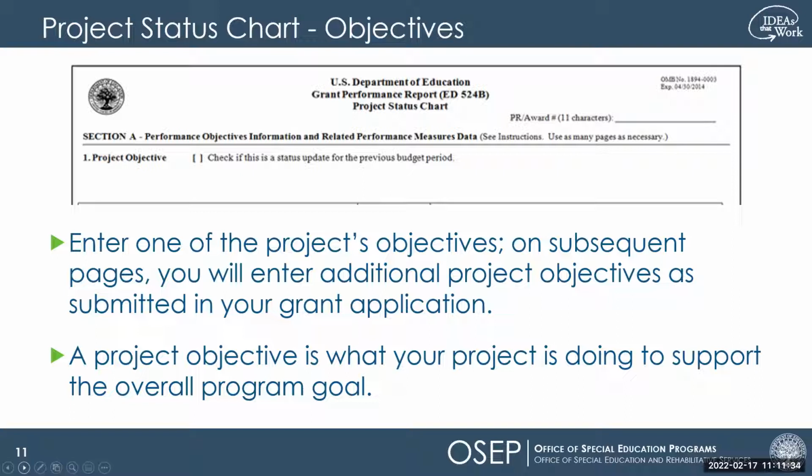the status chart. For example, to recruit, support, and complete 30 scholars in an interdisciplinary program, or to ensure the scholars completing the project will be knowledgeable and skilled in evidence-based practices for children and youth with disabilities. A project objective is what your project is doing to support the overall program goal.